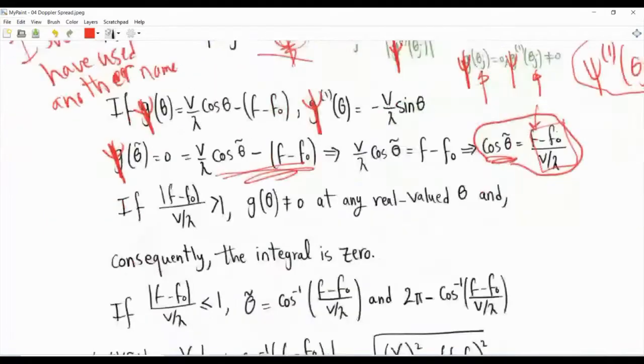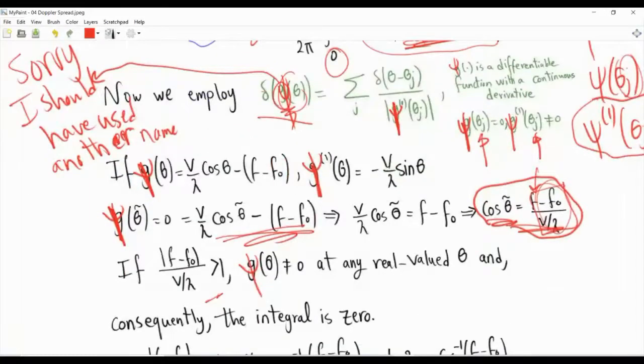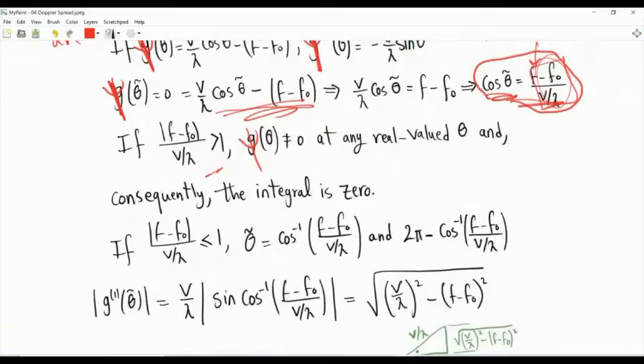Okay, so we have two possibilities. If this quantity in absolute value is greater than 1, then there is no real valued theta tilde that will satisfy this equation. So psi of theta will not be equal to 0 at any real valued theta, and this means that the Dirac delta is 0, and we have a 0. But if this quantity here is less than or equal to 1, then you can find the solution. In fact, there are two solutions, right?